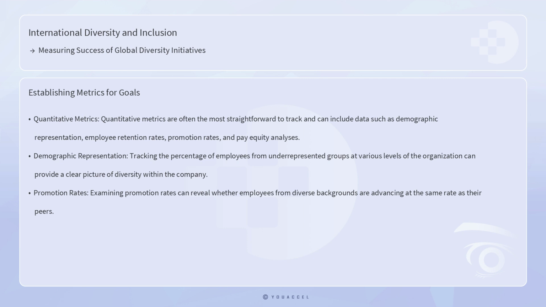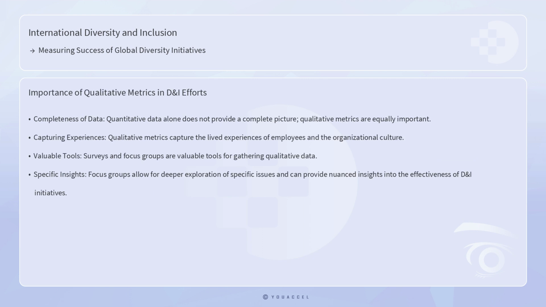Once goals are established, the next step is to identify appropriate metrics. Quantitative metrics are often the most straightforward to track and can include data such as demographic representation, employee retention rates, promotion rates, and pay equity analyses. For example, tracking the percentage of employees from underrepresented groups at various levels of the organization can provide a clear picture of diversity within the company. Similarly, examining promotion rates can reveal whether employees from diverse backgrounds are advancing at the same rate as their peers.